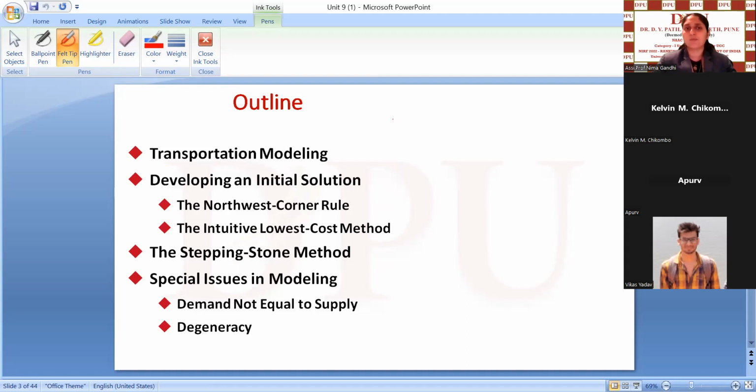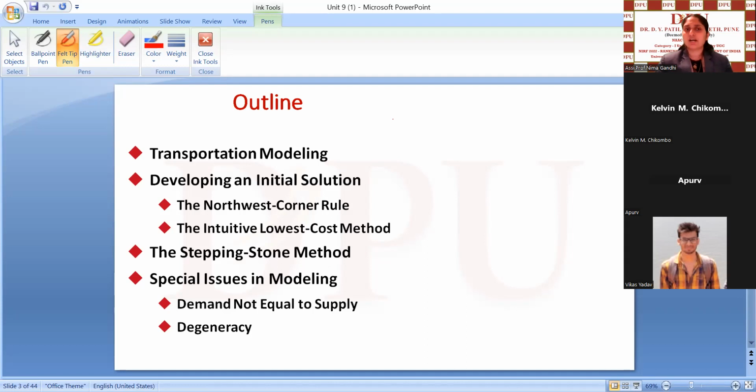If you want to find the optimum solution, there are two ways: one is the stepping stone method, and the second one is the MODI method. And for finding the solution to the problem, you have three ways: the first is the northwest corner rule, the second is the lowest cost method, and the third is the VAM method. In this session we are learning just two methods of finding this initial basic solution, and we are not checking whether the solution is optimum or not.